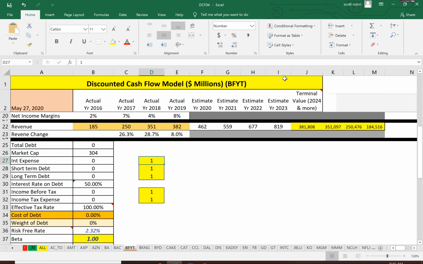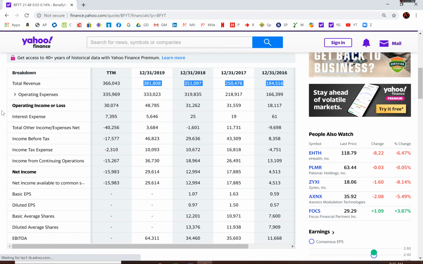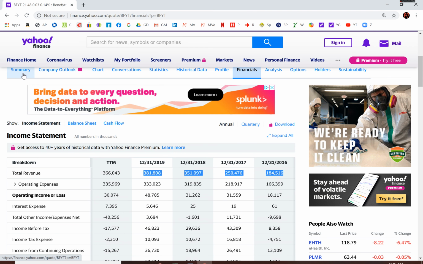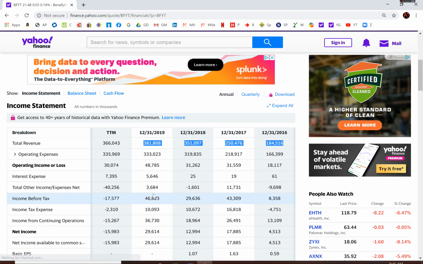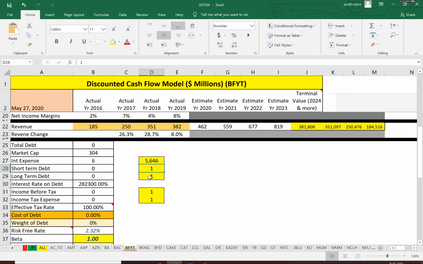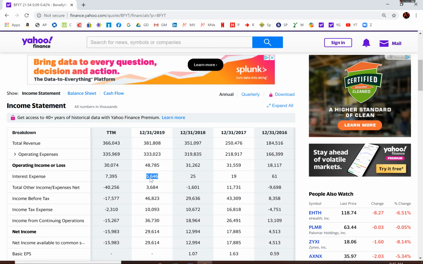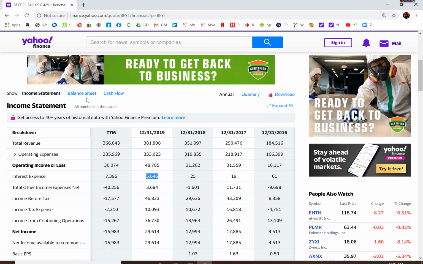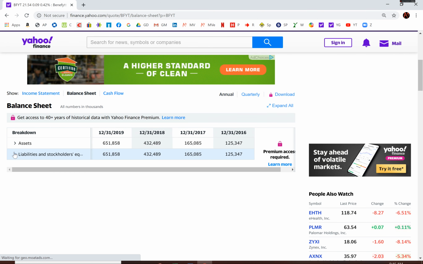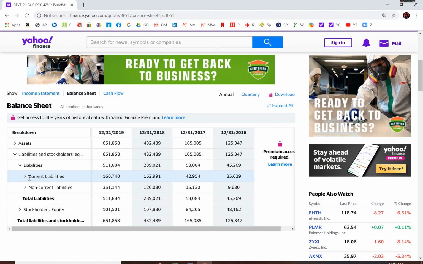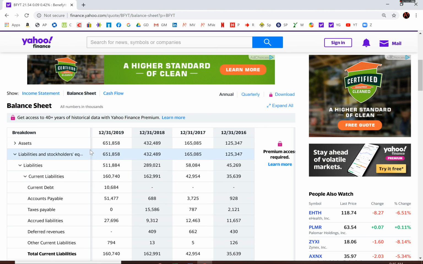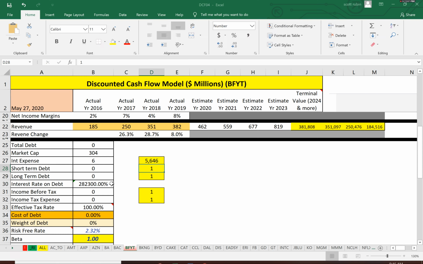Now we need a capital structure of the business so we know what to discount the cash flows by. First, we have interest expense, because that's the interest that the company pays on its debt. Then we need short-term debt, and that can be found on the balance sheet. And short-term debt is debt that's due within 1 year.